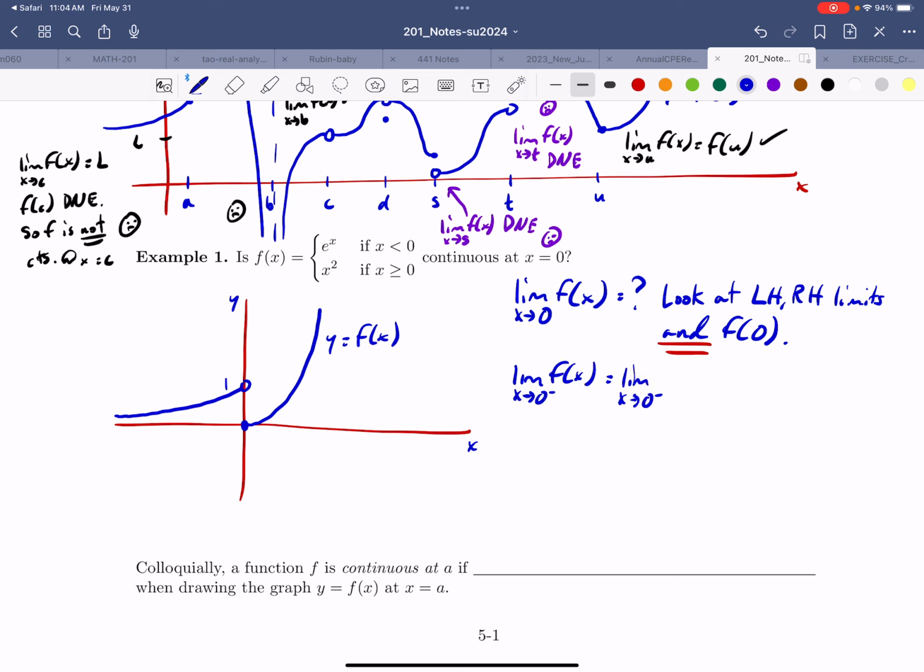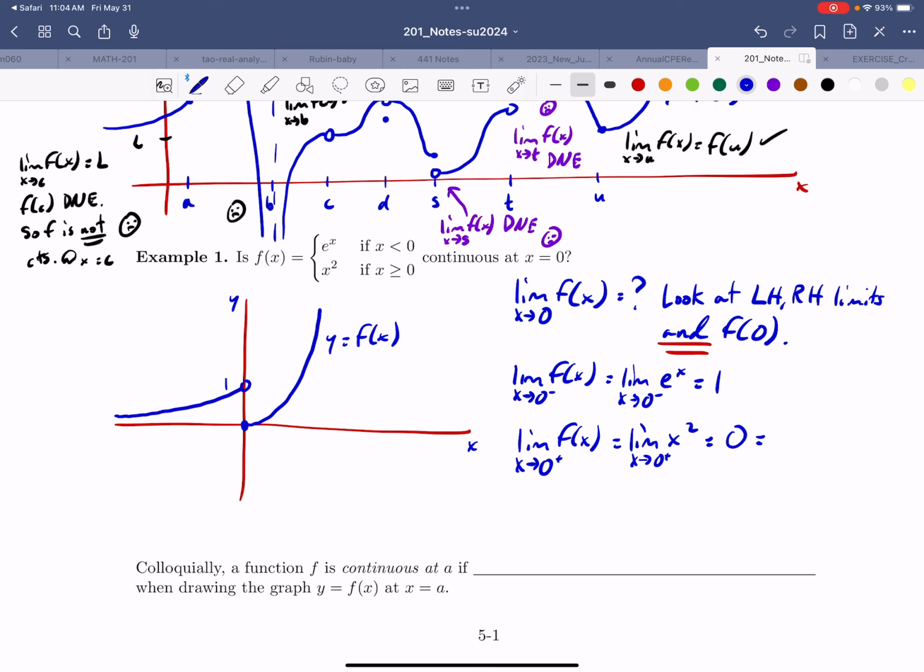is the same as the limit as x approaches 0 from the left of, well, before 0, f is defined to be e to the x, so that's what we're going to be looking at. And that's going to be 1. On the other hand, limit as x approaches 0 from the right of f of x is going to equal the limit as x approaches 0 from the right of x squared, right? Because to the right of 0, f of x equals x squared. Well, that winds up being 0.